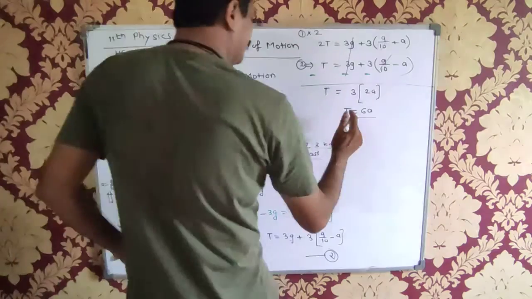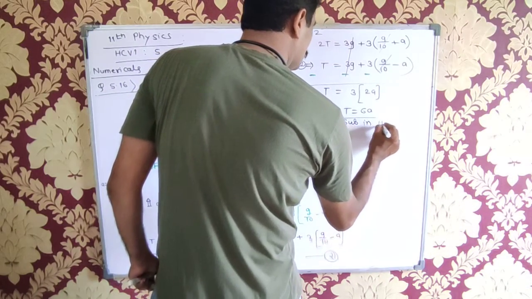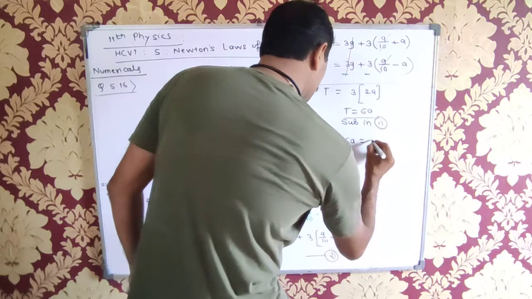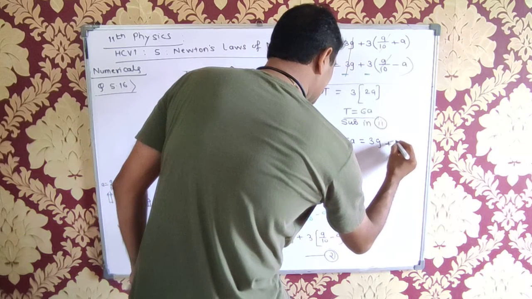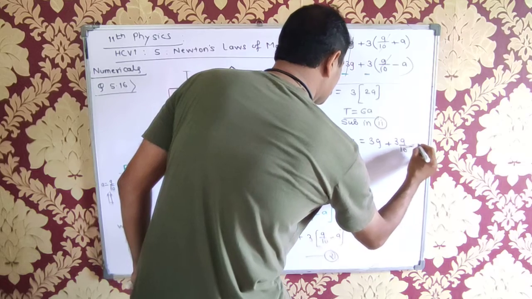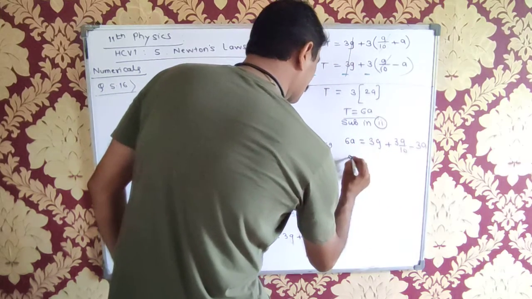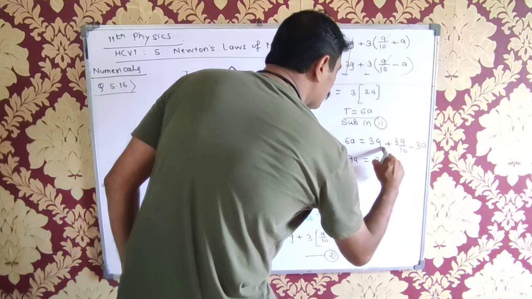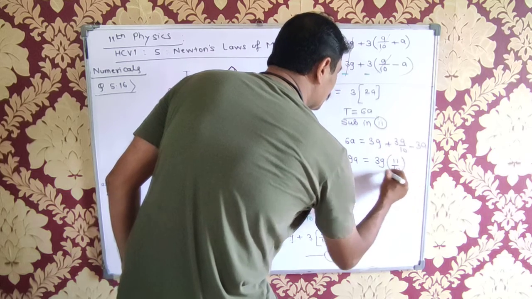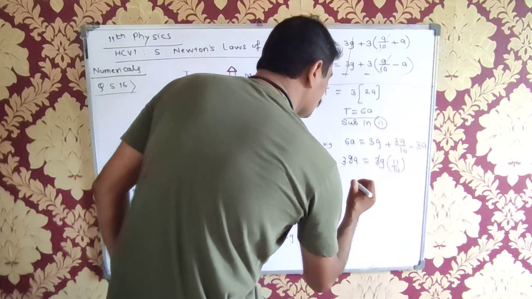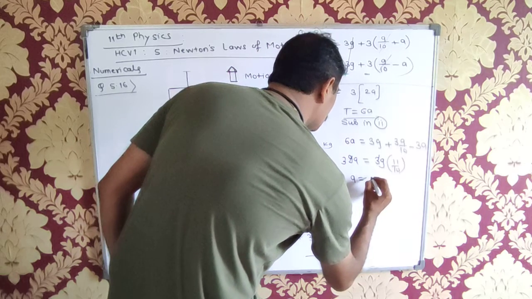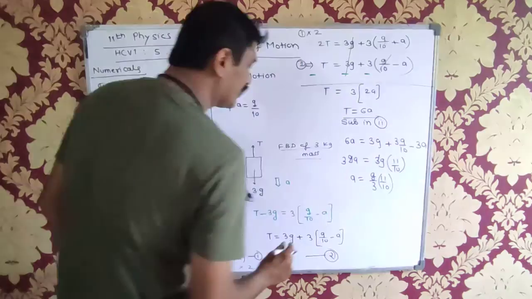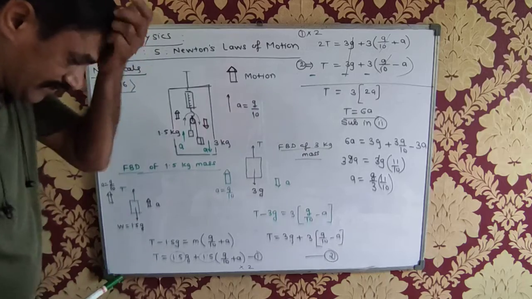Substitute this value of T in equation 2. So what will we get here? Therefore T is equal to 6a is equal to 3g plus 3g by 10 minus 3a. So 9a is equal to 3g taken common, 1 plus 1 upon 10, which is 11 upon 10. 3 3s are 9, right? So a is equal to g upon 3 into 11 upon 10, okay?